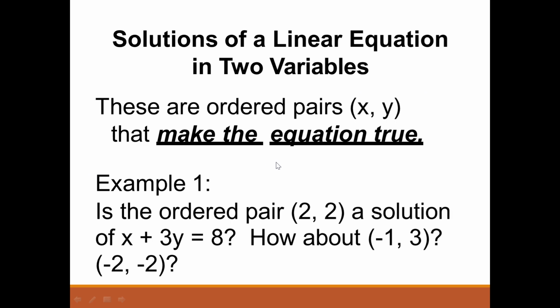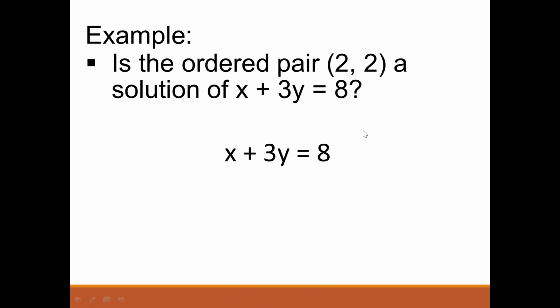Next is solution of a linear equation in two variables. These are ordered pairs, the x and y that make the equation true. Ibig sabihin, we are going to test or check if the given ordered pair ba ay solution ng given equation. For example, is the ordered pair 2 and 2 a solution of x plus 3y equals 8? Ito yung equation natin. Then how about negative 1 and 3? And also negative 2 and negative 2.